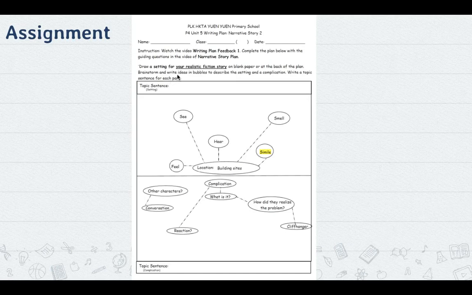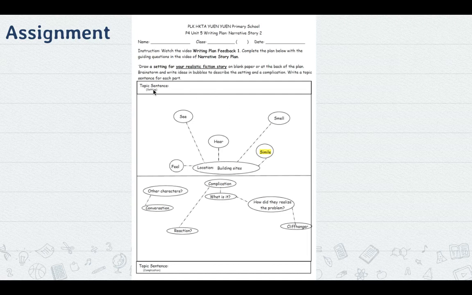Next, draw a setting for your realistic fiction story on blank paper or at the back of the plan. Brainstorm and write ideas in bubbles to describe the setting and the complication. Write the topic sentence for each part. So let us emphasize it again. You are going to plan the setting and complication of a realistic story, and the story needs to be created by you. Okay?